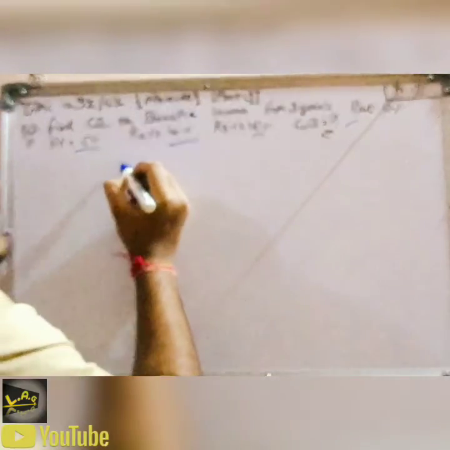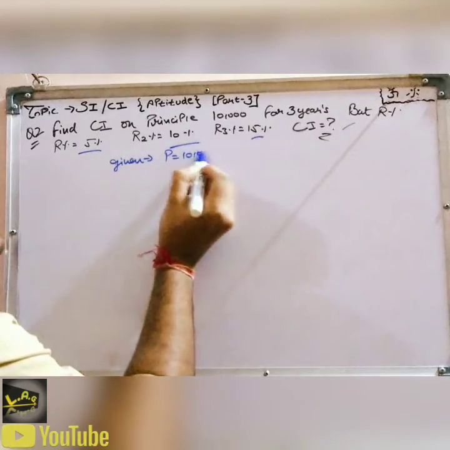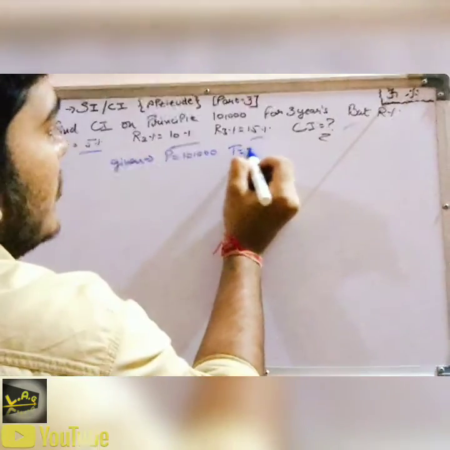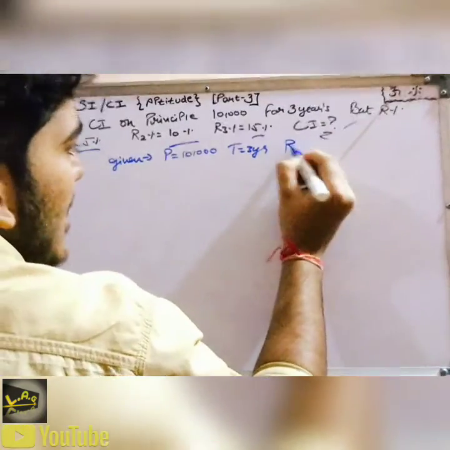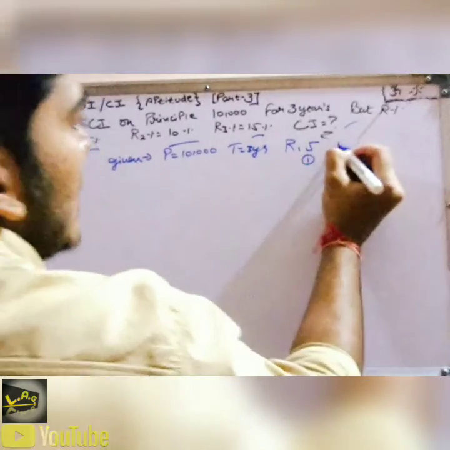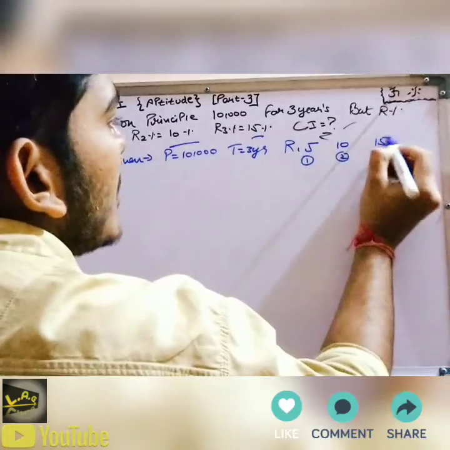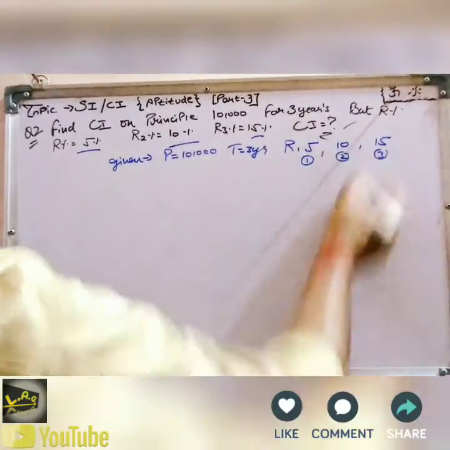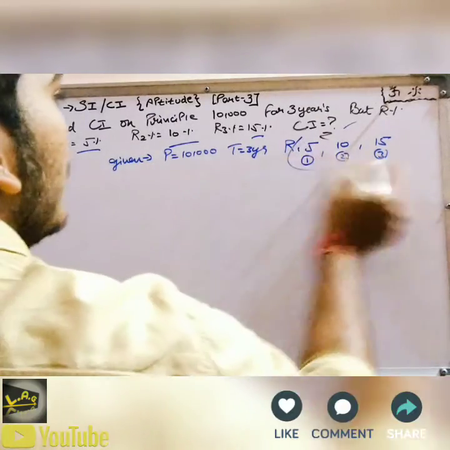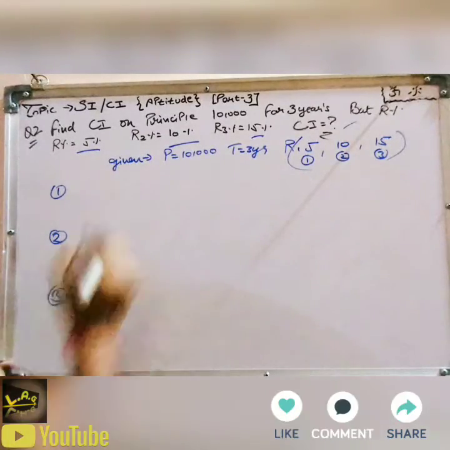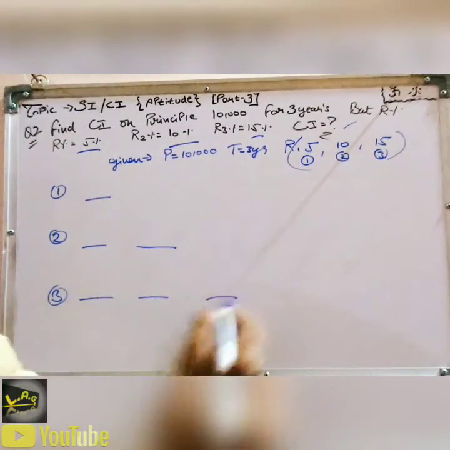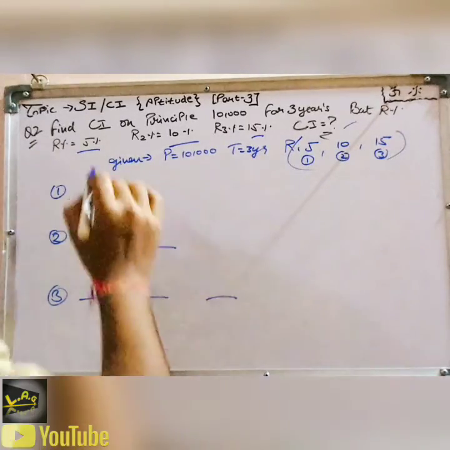First, write what is given here. Principal amount 10,000, right? Time is 3 years. So we clearly know that we have to put 3 dashes. Rate percent is 5% for the very first year, 10% for the second year, and 15% for the last year, that is the third year, right? So there should not be any confusion in this case. Now what you have to do, put the 3 dashes, 1 dash 2 dash 3 dash, correct? This is okay.